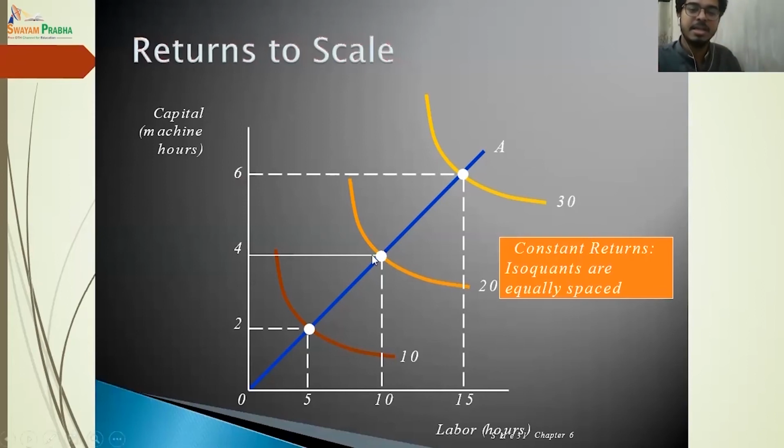Over here you can see the distance has remained the same. So with 5 capital and 2 labor, I am producing 10. With 4 capital and 10 labor, I am producing 20. And then with 6 capital and 15 labor, I am producing 30 units. Every time I am increasing my labor and capital, both of them, by two times, and I see that the isoquants are moving exactly by the same pattern. Hence this is known as constant returns to scale.